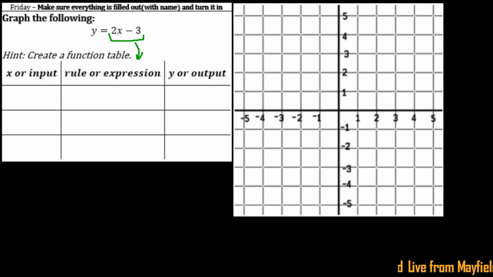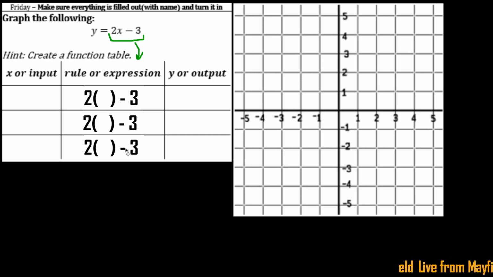So again, like we said, our rule is going to be in the middle. So we have that it's going to be 2 times whatever our x value is minus 3. And it's going to be like that for each of them. So right away, I can kind of set this up like that. Then I say, okay, well, for my x values, what's going to happen? Well, I like to choose 0, 1, 2. I've done in previous years where I do -1, 0, 1. Again, whatever works is totally fine as long as you are inputting those into your function.